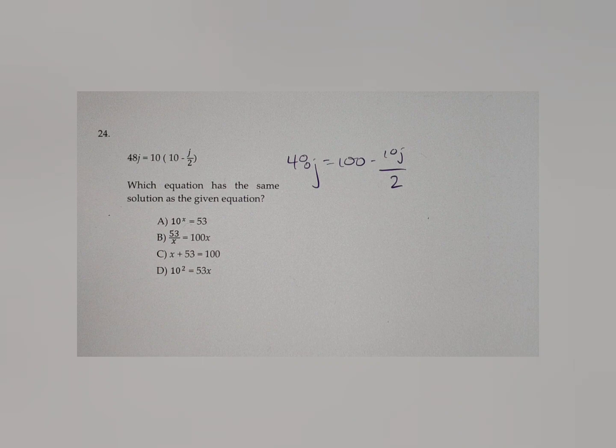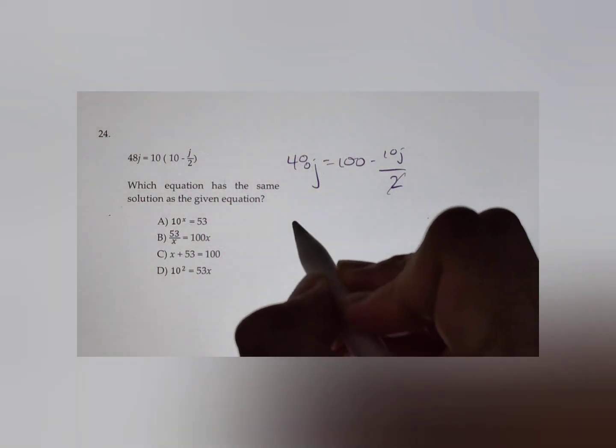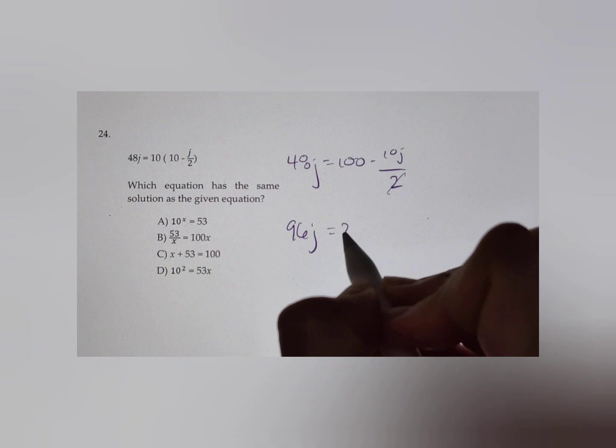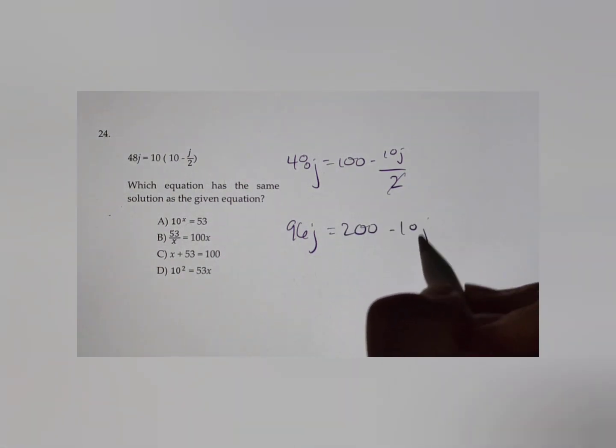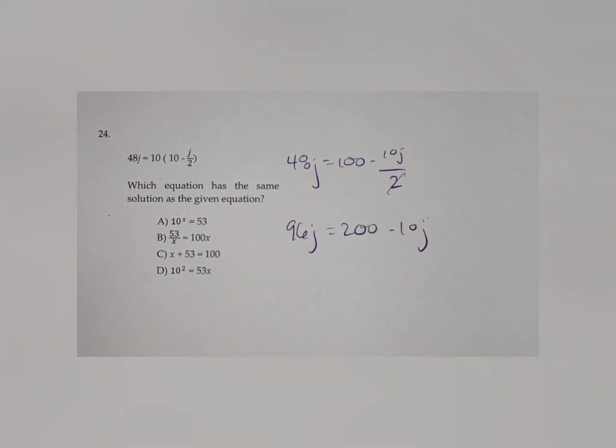It'll be easier to do that when we take this denominator 2 and get rid of it so we have no fractions. We can do that by multiplying each of the other terms by 2. So we can cancel that out and we can say that 96j equals 200 minus 10j. So now we're in good shape here.